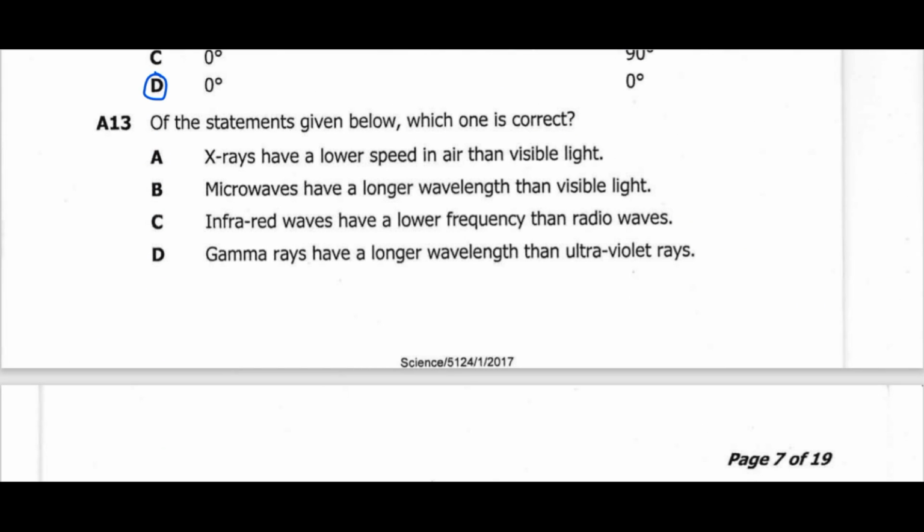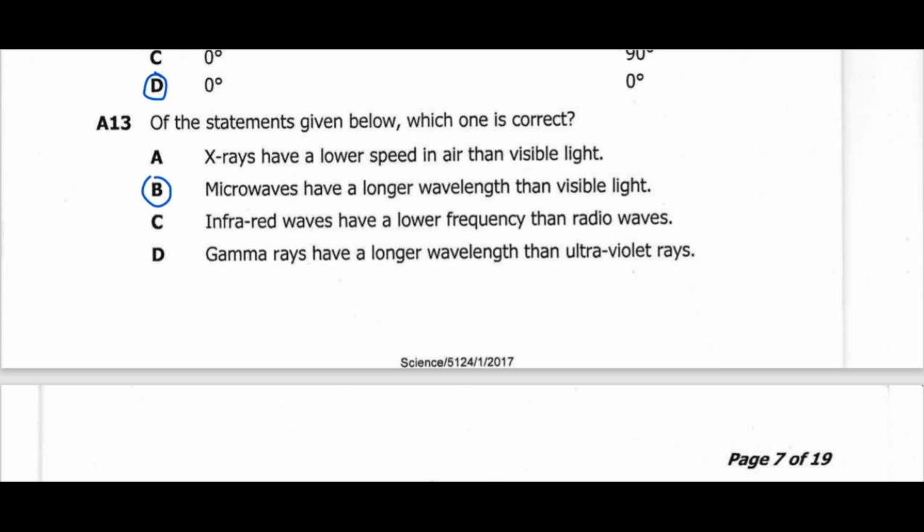So we move on to question 13. Of the statements given below, which one is correct? X-rays have a lower speed in air than visible light. No. X-rays and visible light travel at the same speed. Then for B, microwaves have a longer wavelength than visible light. So if we were to look at the arrangement of these, so the answer is just B.